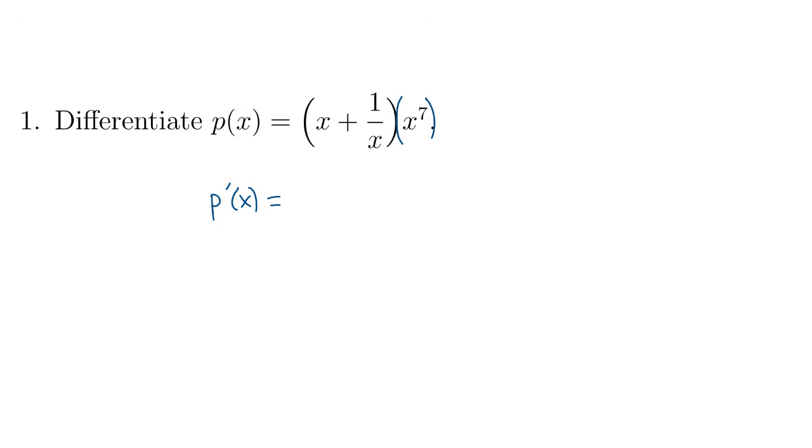This time, instead of labeling our f and g and using that notation, we can just think about the general pattern. The pattern is that it should be f prime times g plus f times g prime.